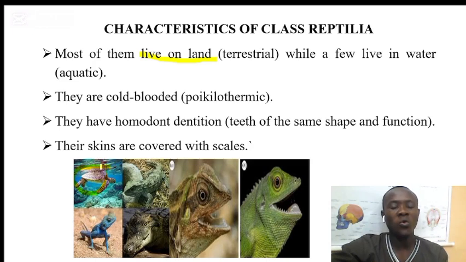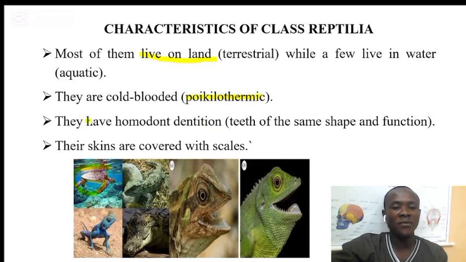They are cold-blooded animals. That means their body temperature changes as the environmental temperature changes. That means they have a variable body temperature, not like in us, in which we have a constant body temperature irrespective of the changes that is happening in the environment. Animals that are cold-blooded, we call them poikilothermic animals.